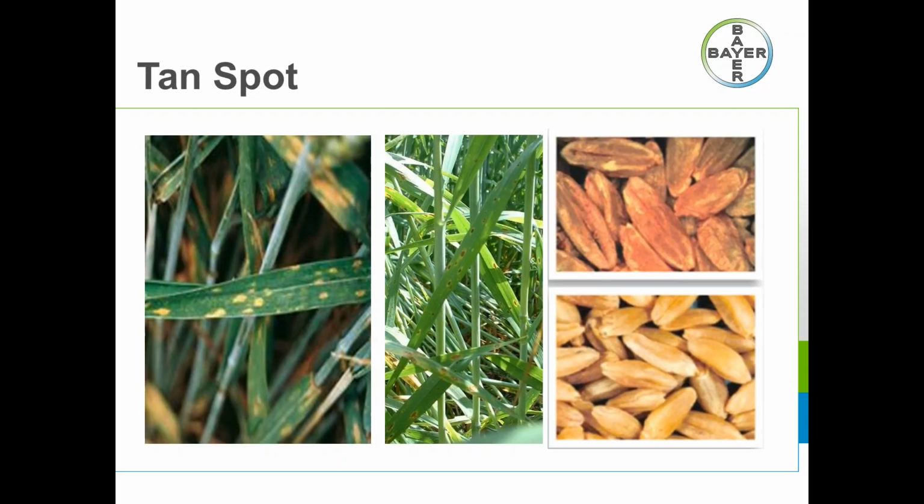Tan spot is a very prevalent wheat disease in Western Canada. This overwinters on stubble and straw. It can be seed-borne, but that's not a significant source of inoculum. Only 6 hours of wetness or periods of dew and temperatures between 15 to 28 produce infection.